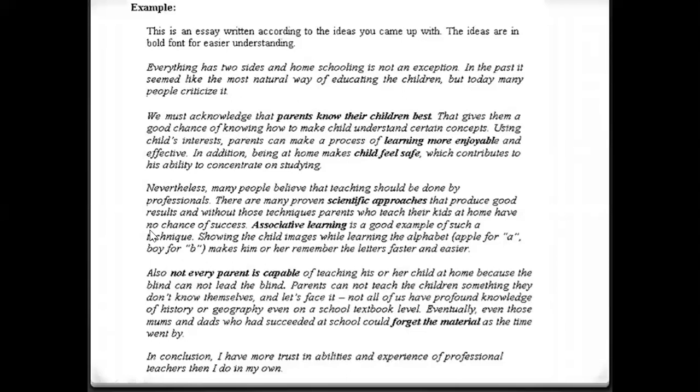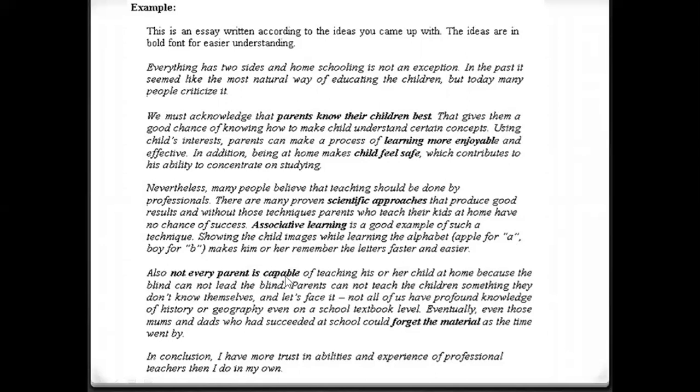This is the side you agree. Nevertheless, many people believe that teaching should be done by professionals. There are many proven scientific approaches that produce good results, and without those techniques, parents who teach their kids at home have no chance of success. Okay? Associative learning is a good example of such a technique, showing the child images while learning the alphabet. Apple for A, boy for B, makes him or her remember the letters faster and easier.